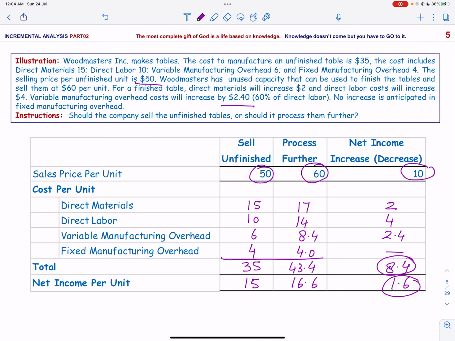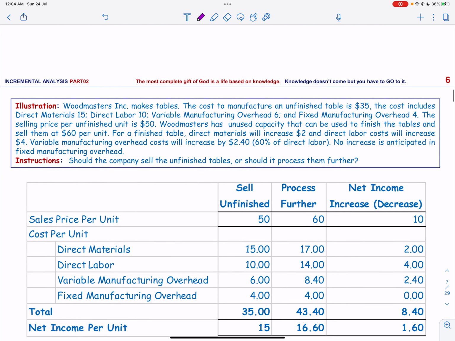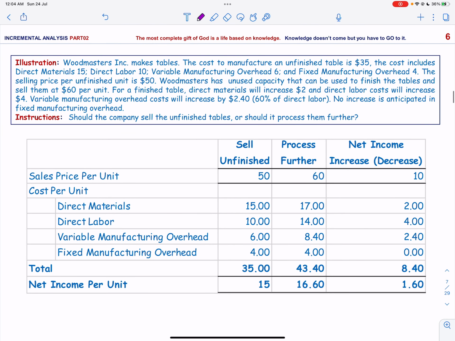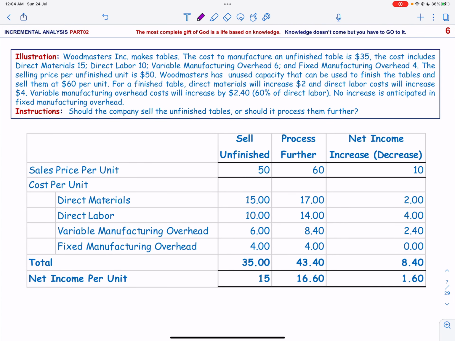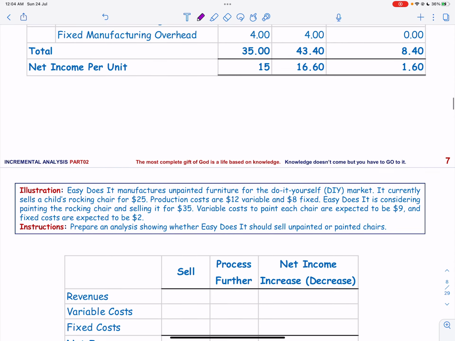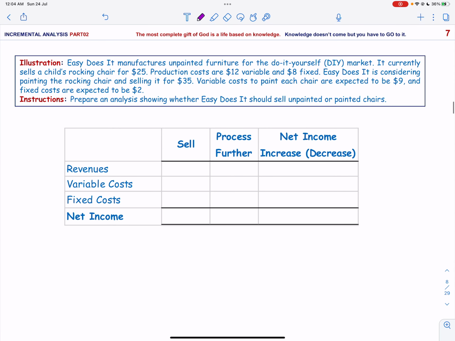Let us look into another illustration, and before that let me tell you I have put this example in an Excel sheet in case you find it difficult to read my handwriting. Easy Does It manufactures unpainted furniture for the do-it-yourself market. It currently sells a child's rocking chair for 25. Production costs are 12 variable and 8 fixed.